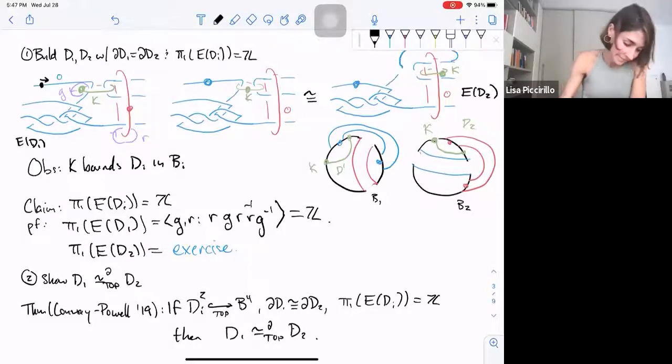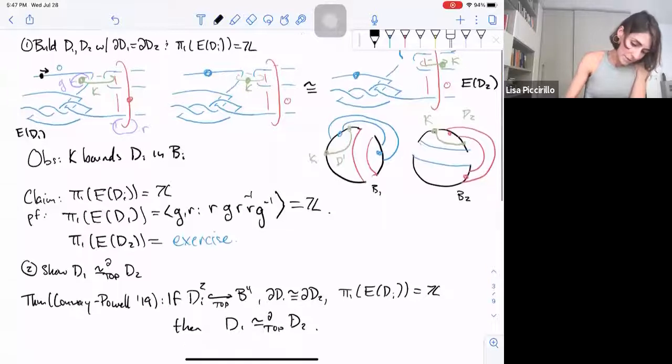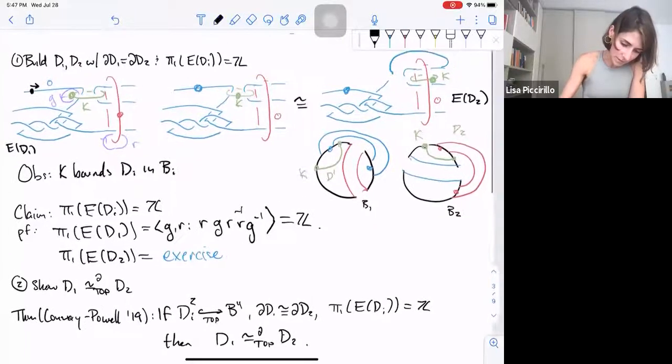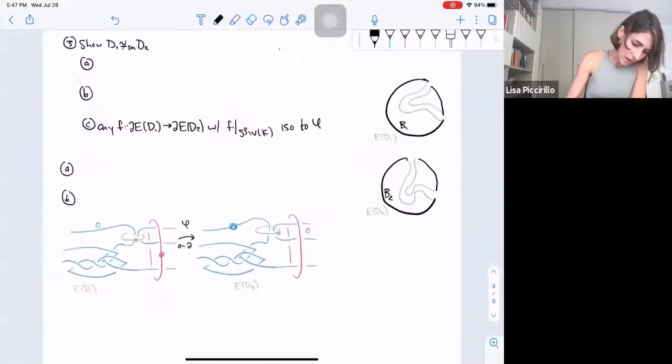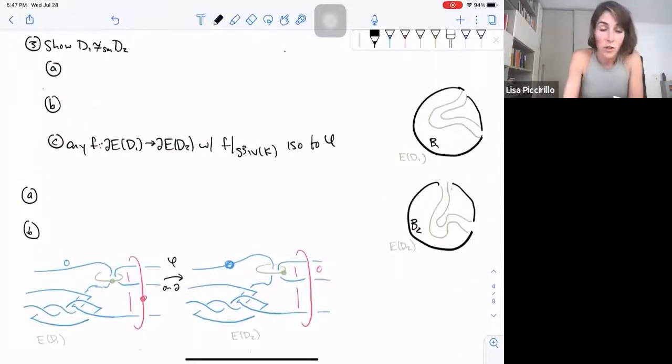Great. Part three. I'm having trouble turning the page. There we go. We're now going to try to show that these disks are not smoothly isotopic. The argument's going to come in three parts. Let me state all the parts, and we'll see, hopefully, that if we prove them all, that'll do it. And then I'll talk a little bit about the proof of each part.